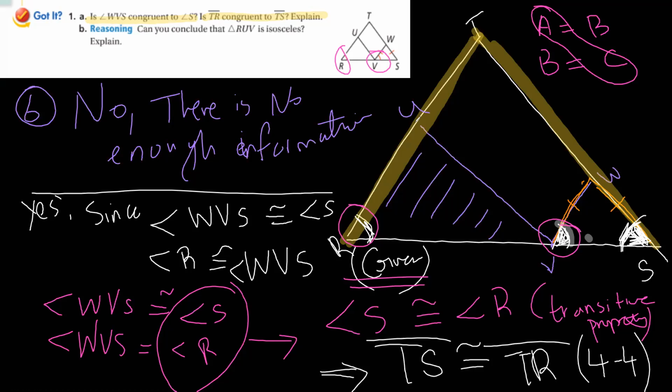Teacher, theorem 4-3 and theorem 4-4 are converses. In theorem 4-3, they are saying that if two sides are equal, then the angles are equal. But theorem 4-4 says that if two angles are equal, then the two sides are equal, so they are opposite of each other. Yes, exactly. They are opposite each other.